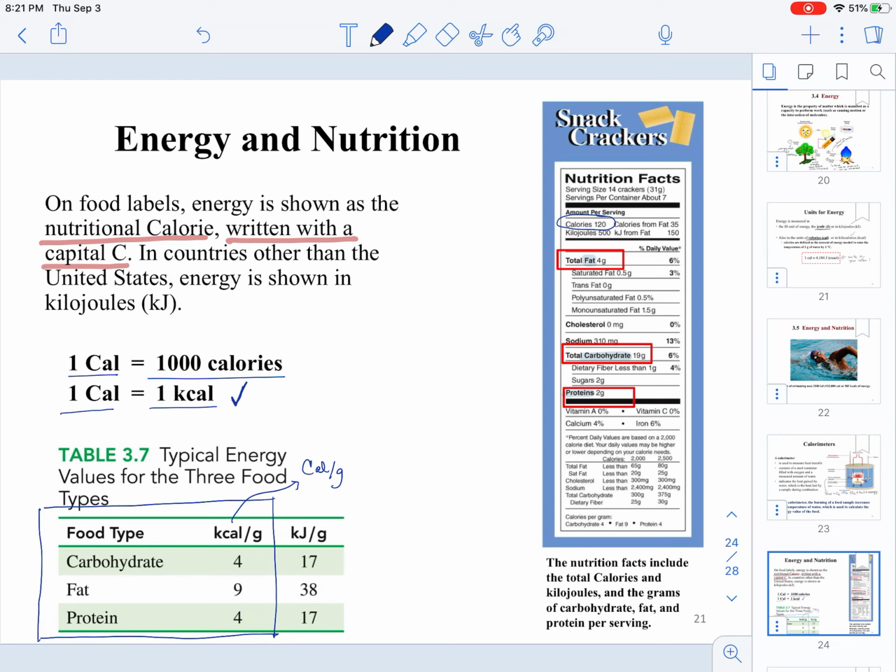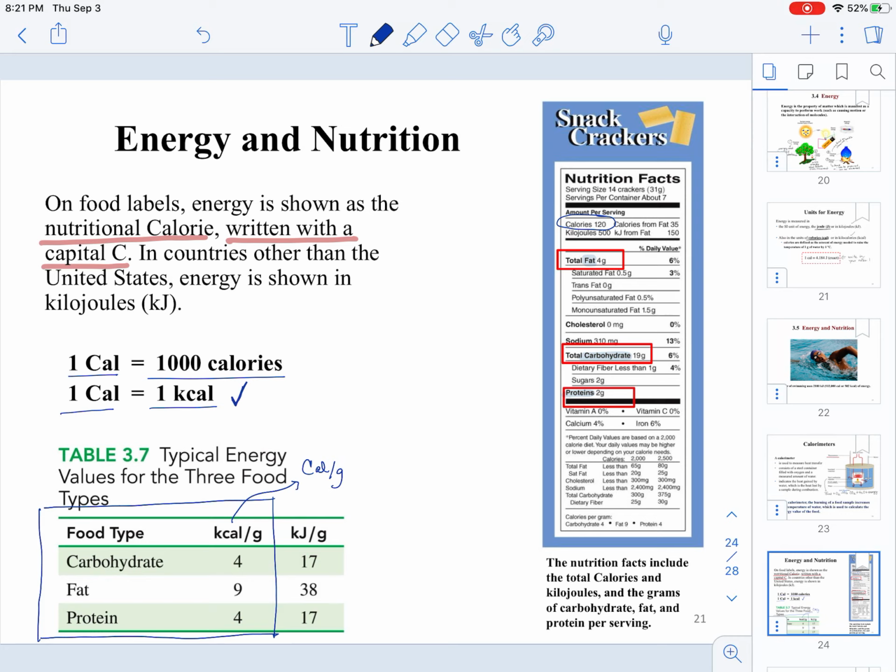So understand that carbohydrates, when they are biochemically processed, contribute 4 nutritional calories per gram, or 4 kilocalories. Fat contributes 9 kilocalories or nutritional calories per gram, and protein contributes 4 kilocalories or nutritional calories per gram.